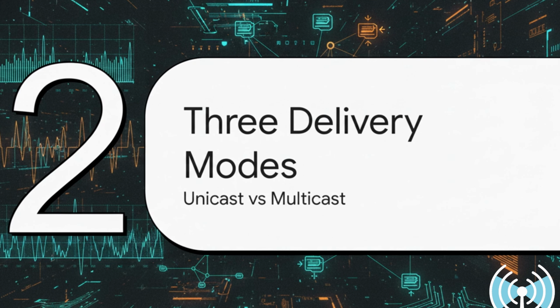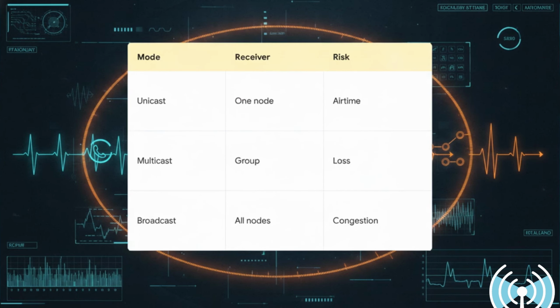Moving right along to Section 2, 3 modes of delivery. So how do we handle this? We can conceptualize these delivery modes pretty simply. Think of Unicast as a direct phone call. It's a private conversation between one sender and one receiver. Multicast, on the other hand, is a targeted group chat, where only specific members actually get the message. And then broadcast? That's your universal loudspeaker. It goes to every single reachable node in the network segment, whether they care about the message or not.